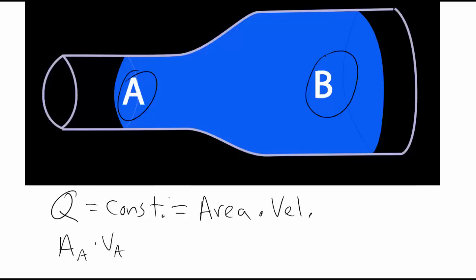And then since we know that Q is a constant, that has to be equal to the area at B times the velocity at B. And since it's pretty clear that the area at B is bigger, in order for that to equal the area at A times the velocity at A, the velocity at B would have to be smaller.